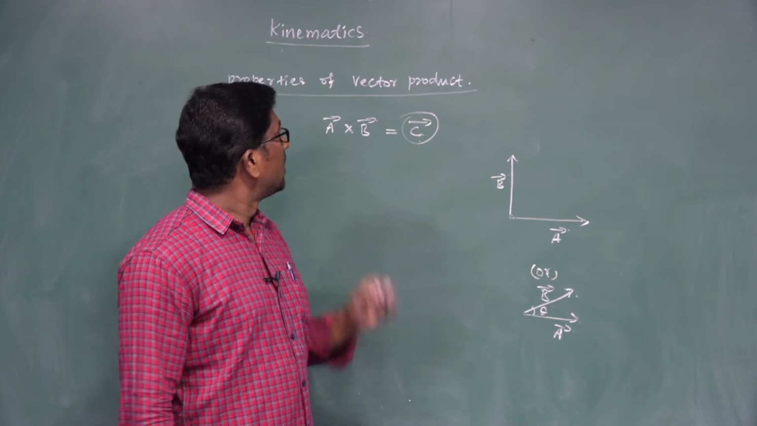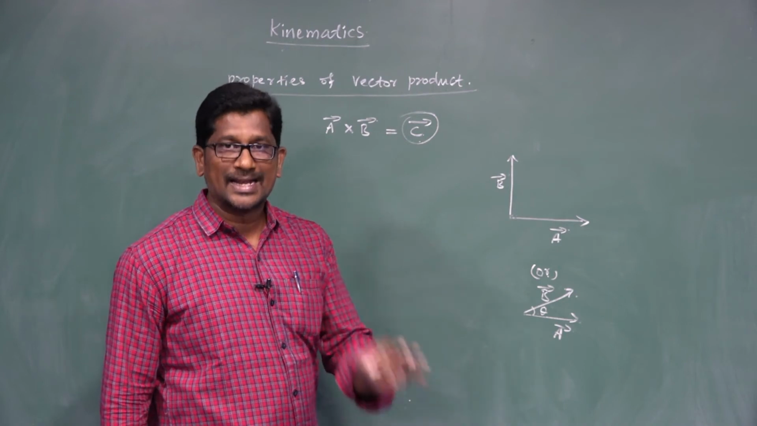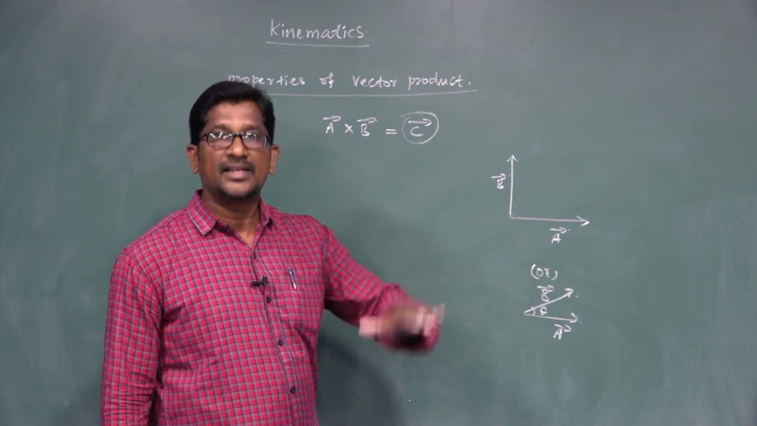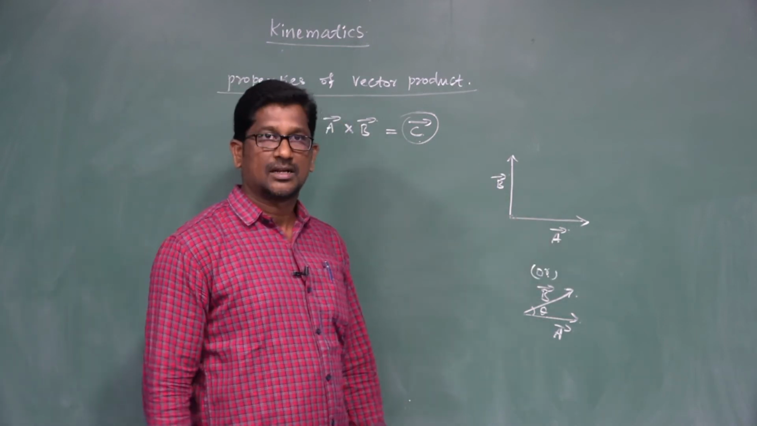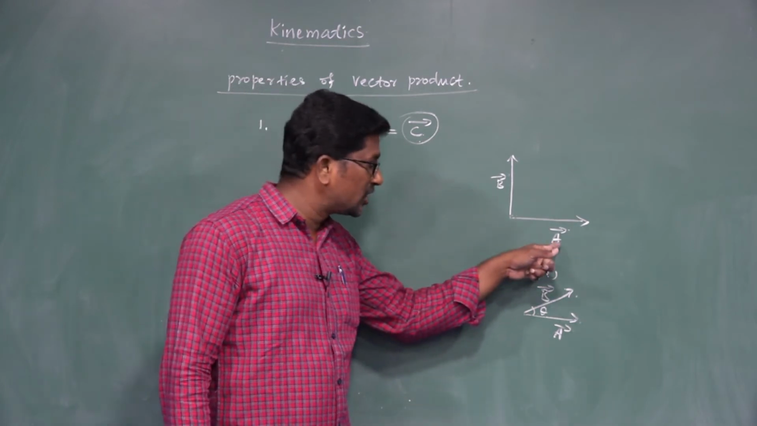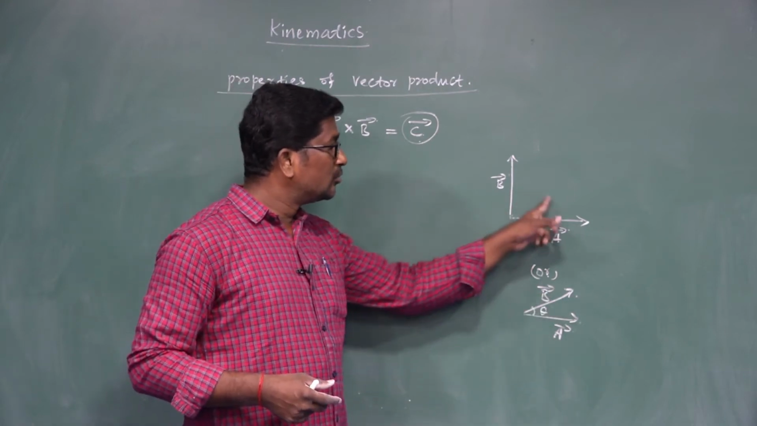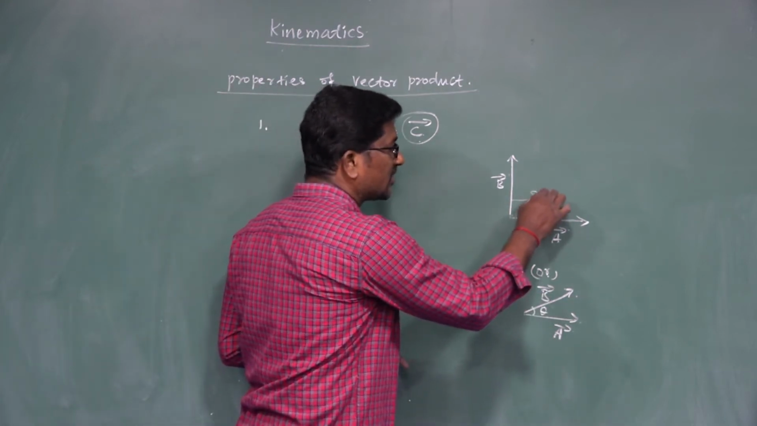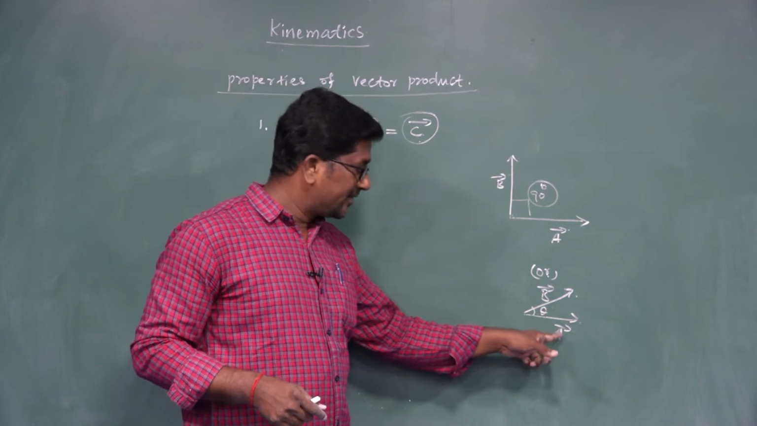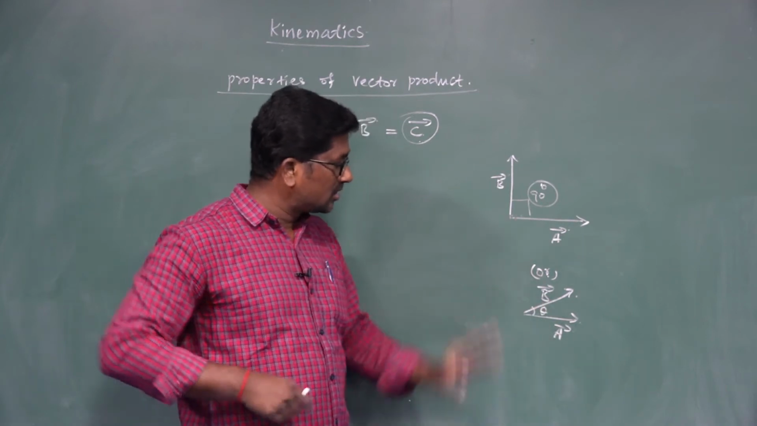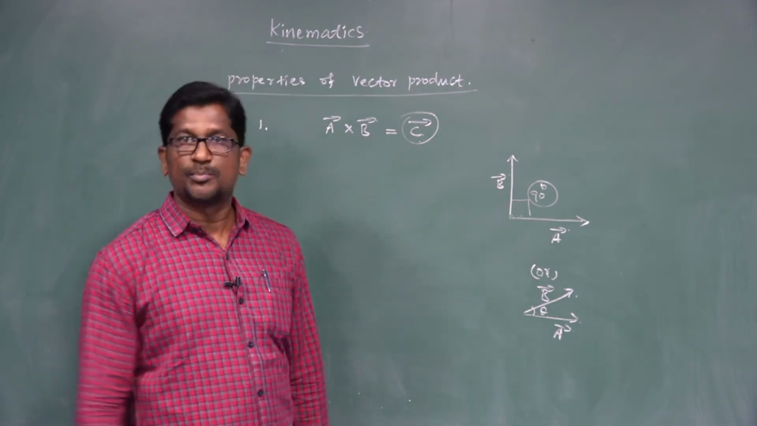Once again I repeat, the vector product of any two vectors gives another vector whose direction is perpendicular to the plane containing the two vectors. That is, its direction is orthogonal to A vector and B vector, or the direction of the C vector is perpendicular to both A vector and B vector. Orthogonal means 90 degrees or perpendicular. Whether A vector and B vector are mutually perpendicular or not, the direction of the C vector is always perpendicular to A vector and B vector. So this is the first property.